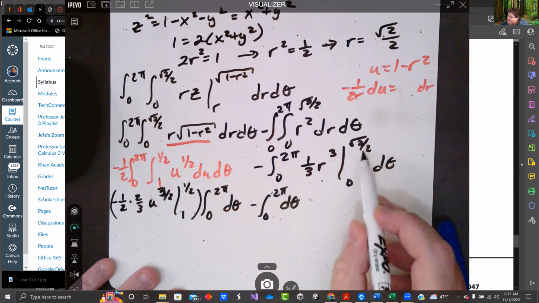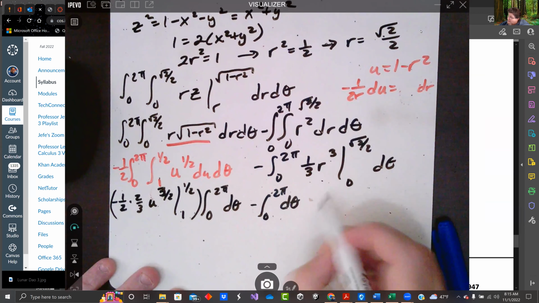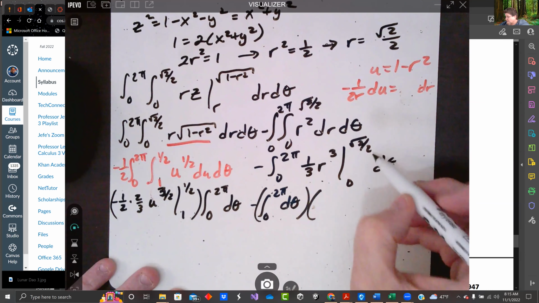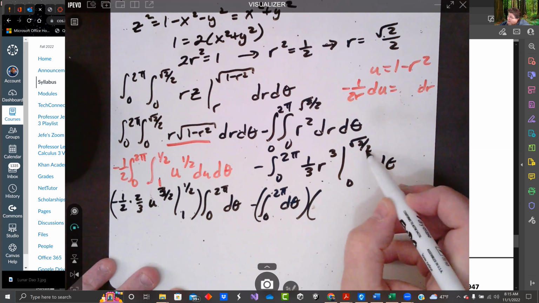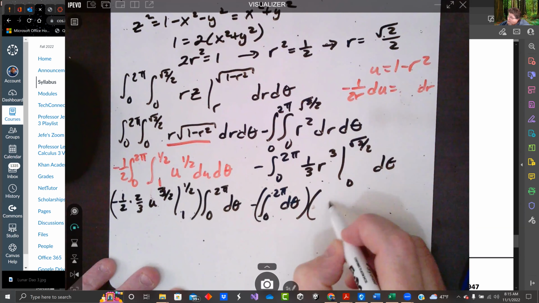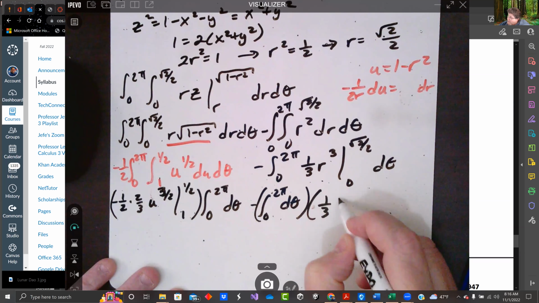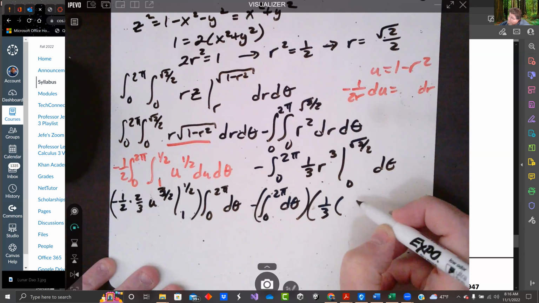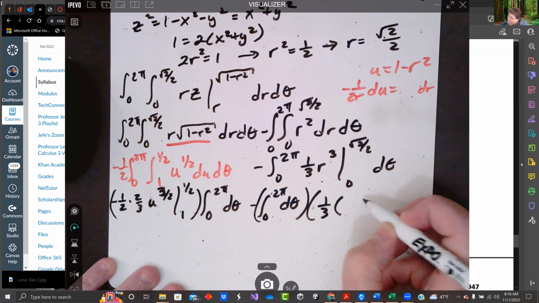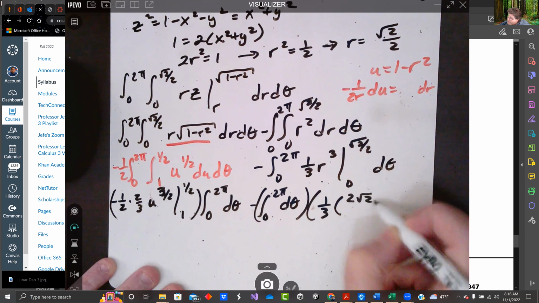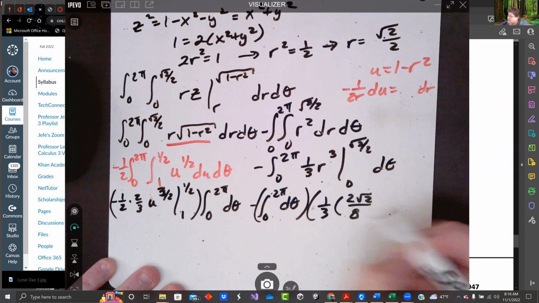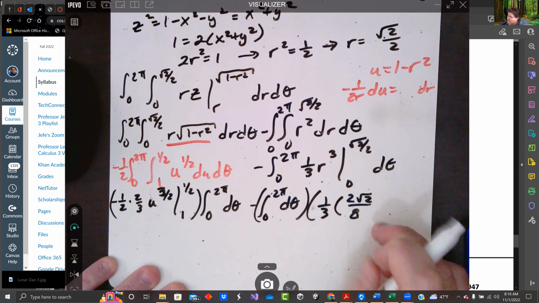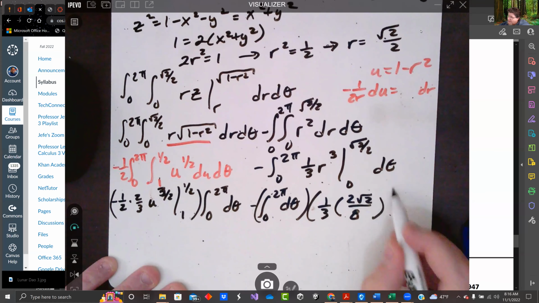And we evaluate this. I get 1/3. Cubing the top, the root 2 to the third power would be 2√2. Cubing the bottom is 8. And then we've got minus 0. That's going to simplify a little bit, but I'll do that on the next line.